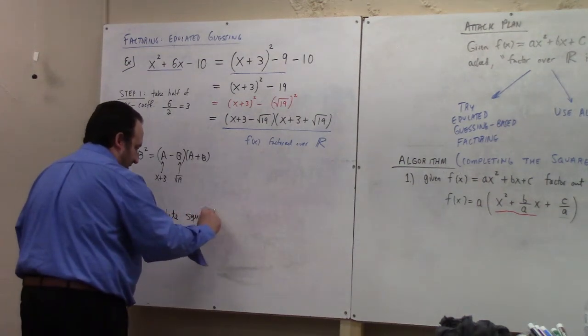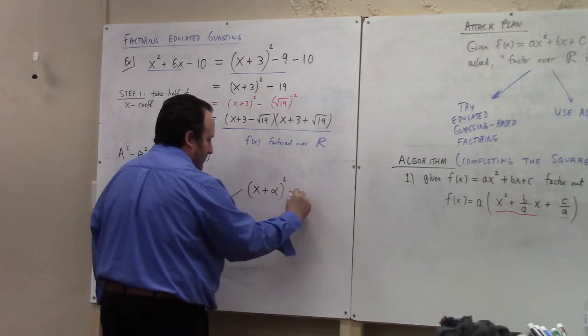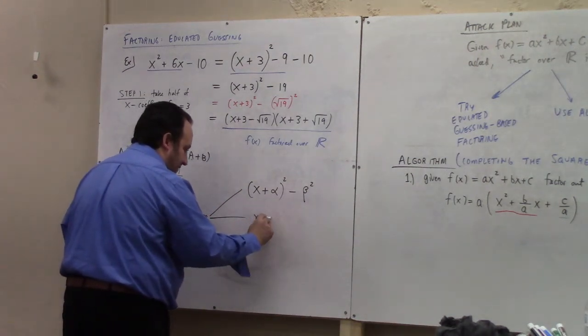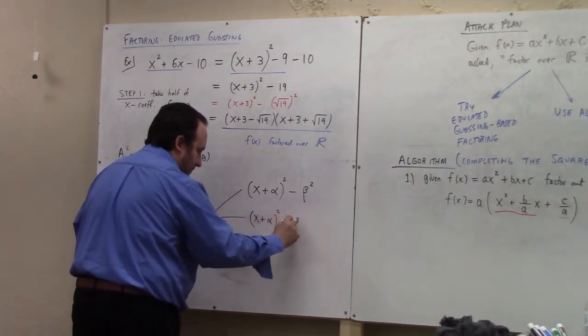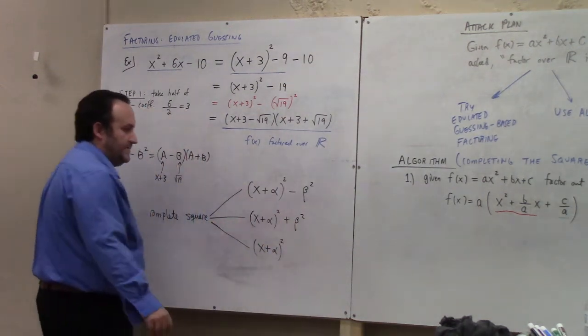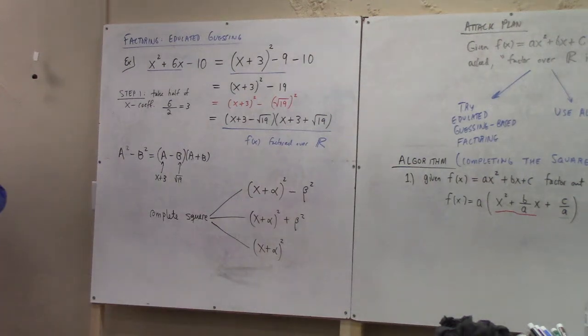So here's the three things that can happen. One is you get x plus some number, minus a number squared. The other thing is you could get x plus a number squared. The third thing, you could just get x plus the number squared. These are the three patterns, basically. Here, alpha and beta are just symbols to indicate a number, okay? That's basically the three patterns. You either have minus a number, plus a number, or no number after you complete the square.